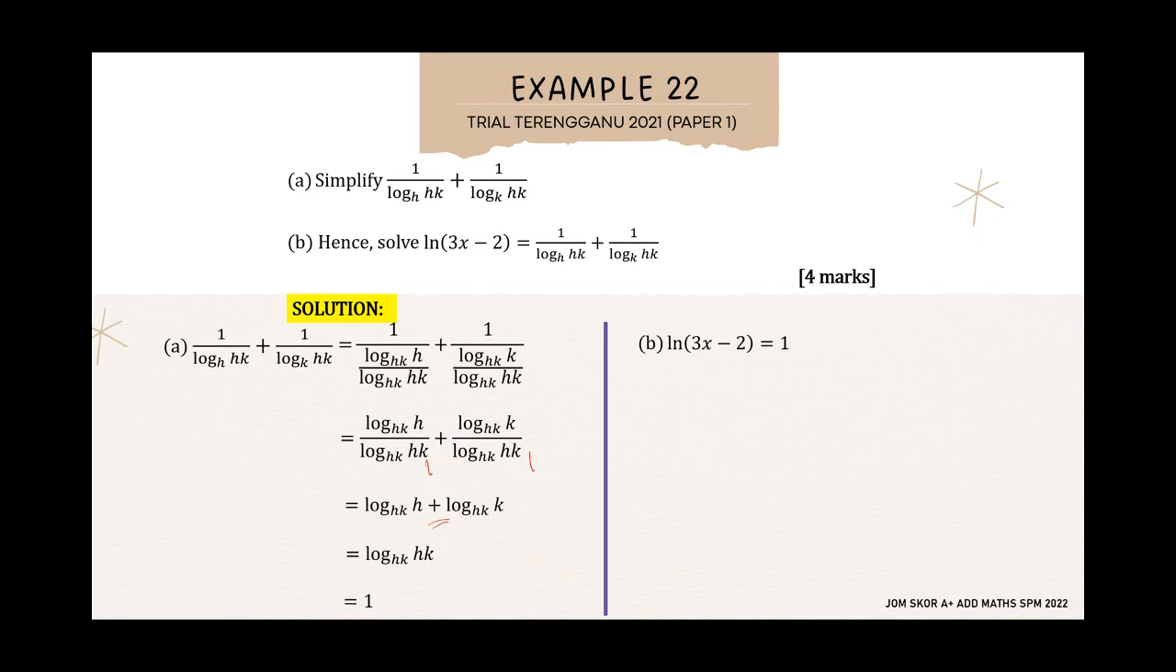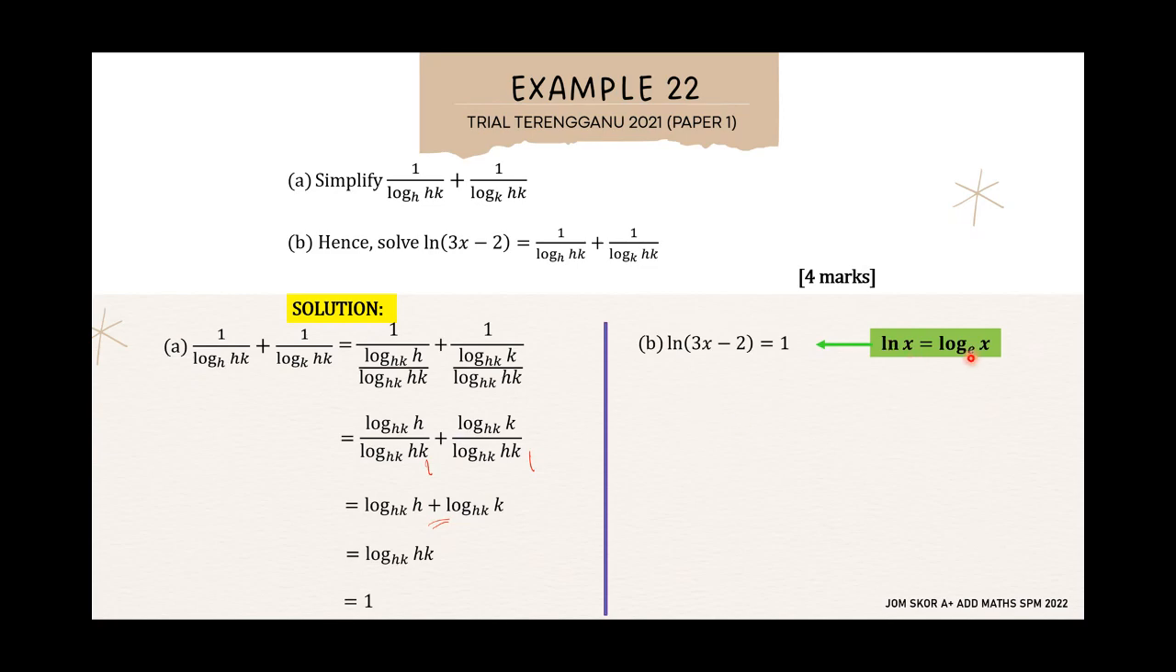Okay, seterusnya soalan B. Dia kata hence. Hence bermaksud kita nak gunakan information daripada soalan tadi, soalan A. So kita ada ln of 3x minus 2 is equal to 1. Ln tu apa? So ln x bersamaan dengan log x base e. Ini pun dah ada dalam kalkulator. Kita kena selalu explore. Kita adalah kawan baik dengan kalkulator.